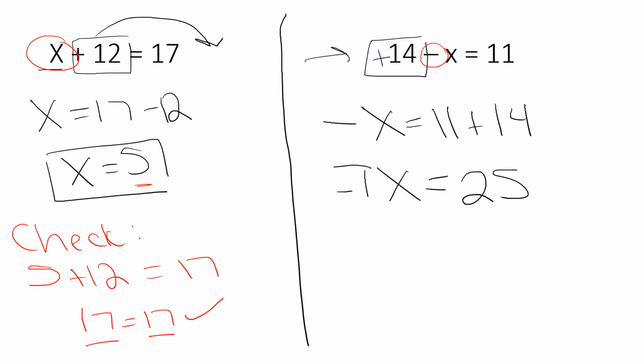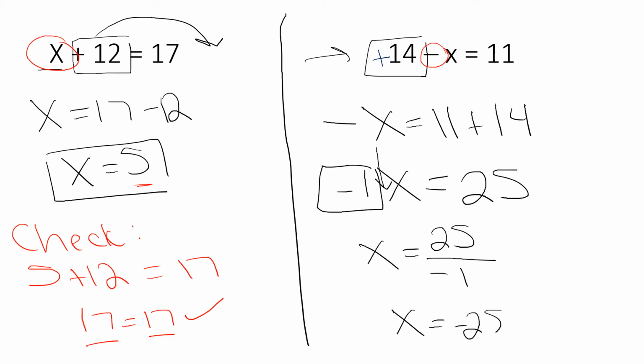So now I'm going to have to move this negative 1. Well, I'm multiplying here. When I move it over, it becomes division. Remember, our last step is always to multiply or divide. And then that simplifies down to x equals negative 25.